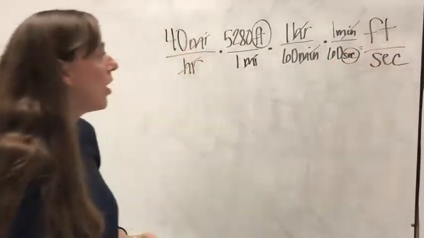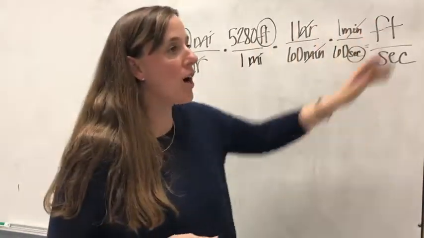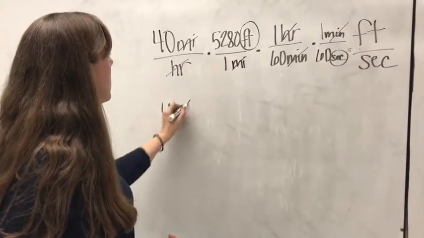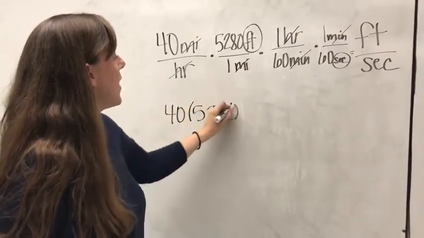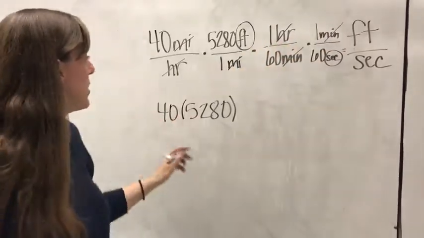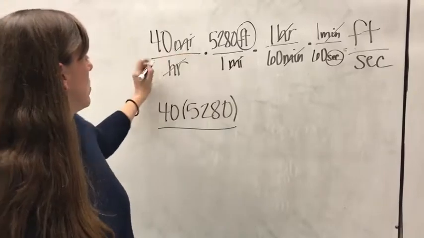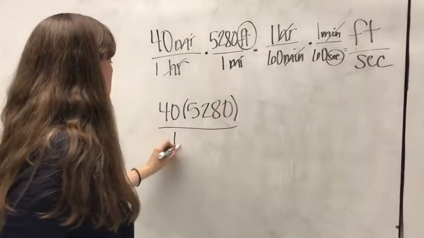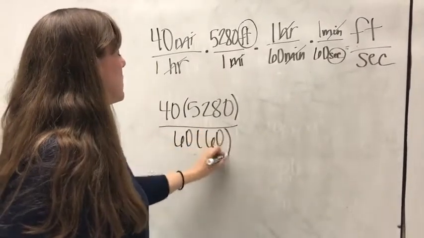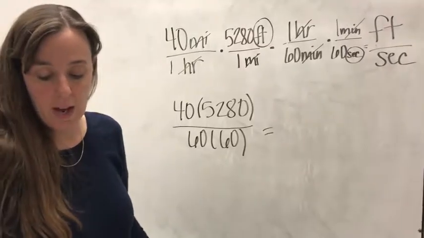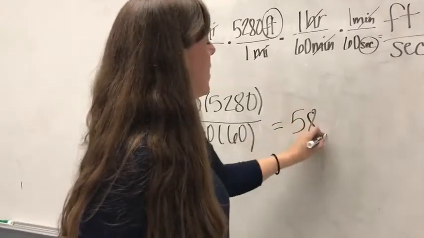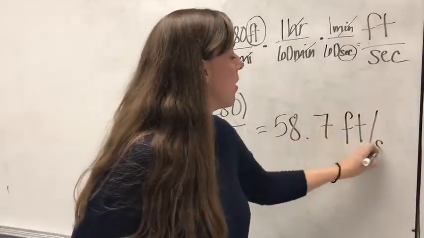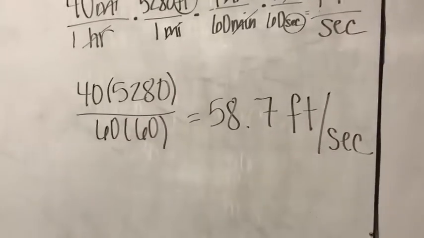Feet per second. All right, and so now you just multiply across the top and across the bottom, so it becomes 40 times 5,280 times 1, we don't need to write that out, over, we had a 1 there, 1 times 60 times 60, okay, times 60 times 60, and in the end, that becomes 558.7, and it's feet per second, okay?